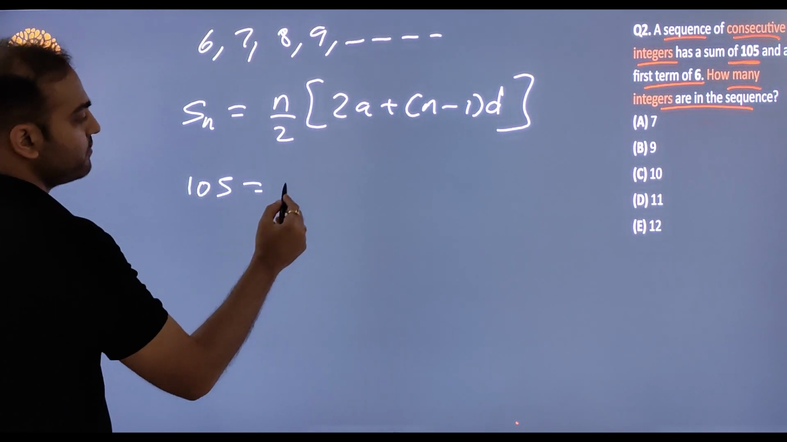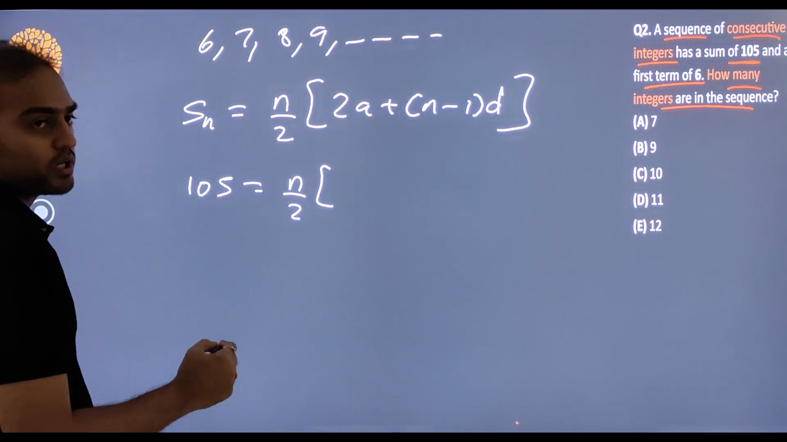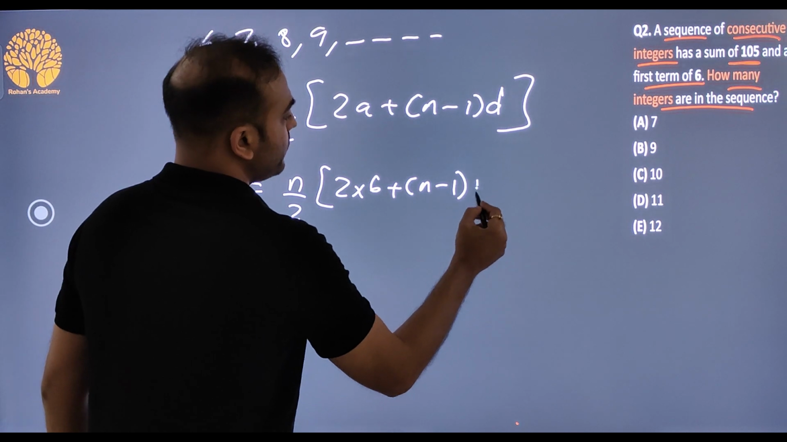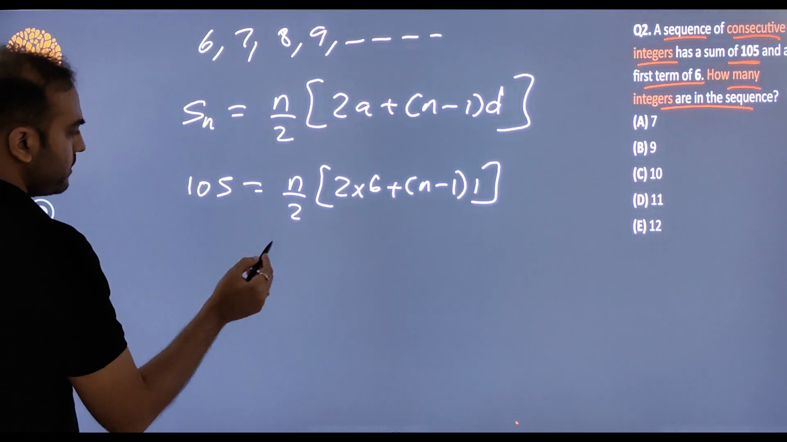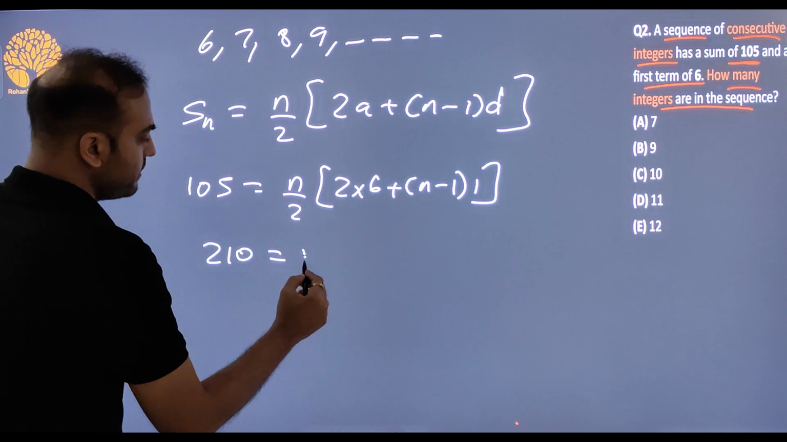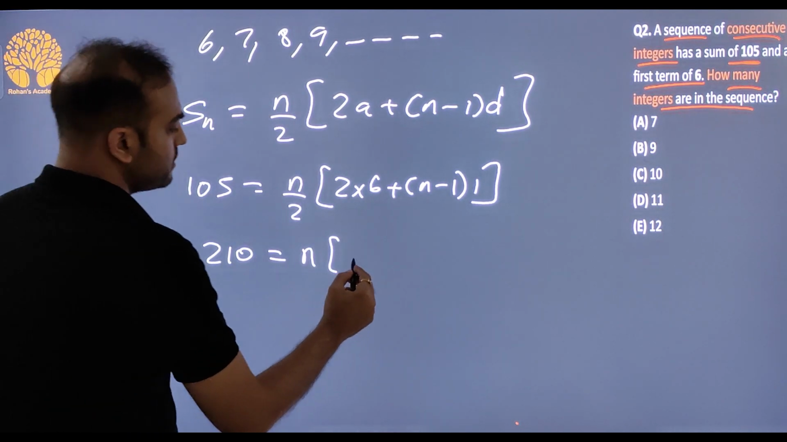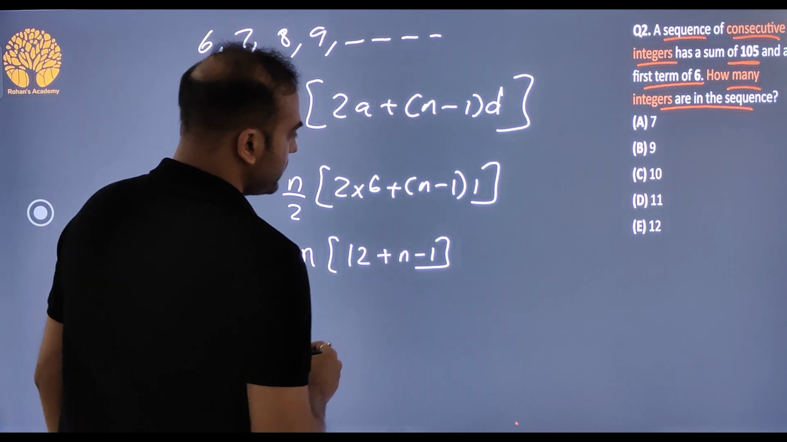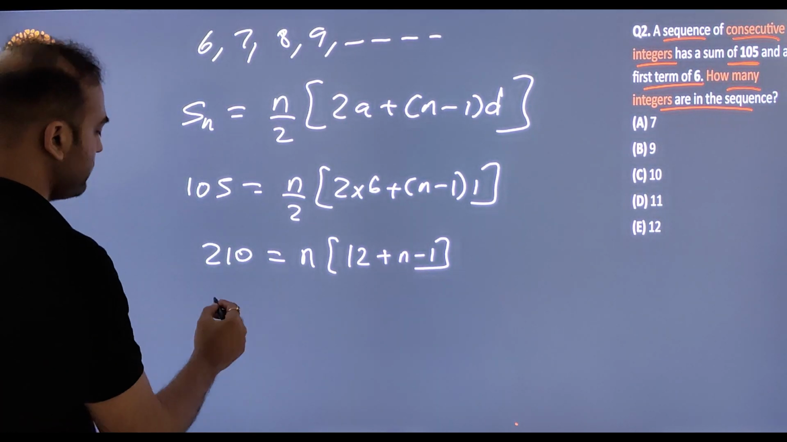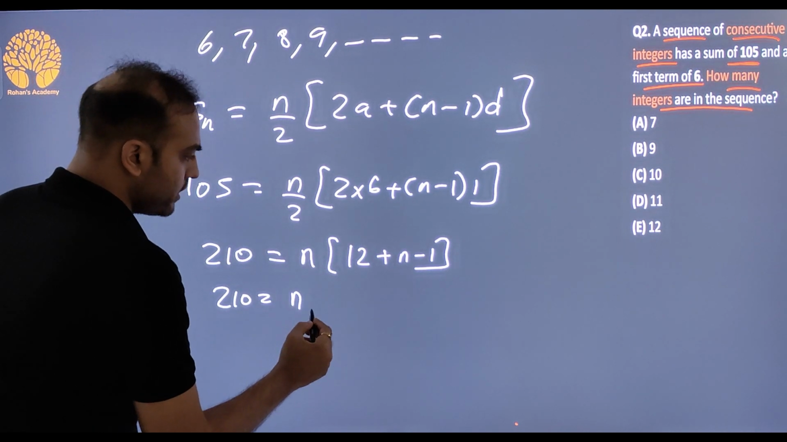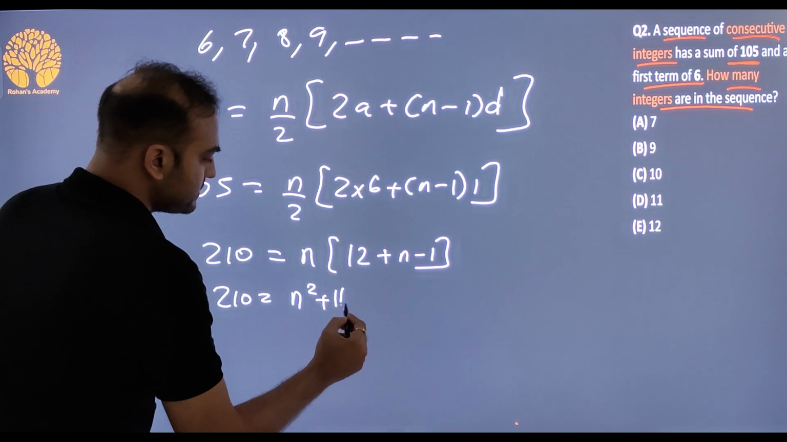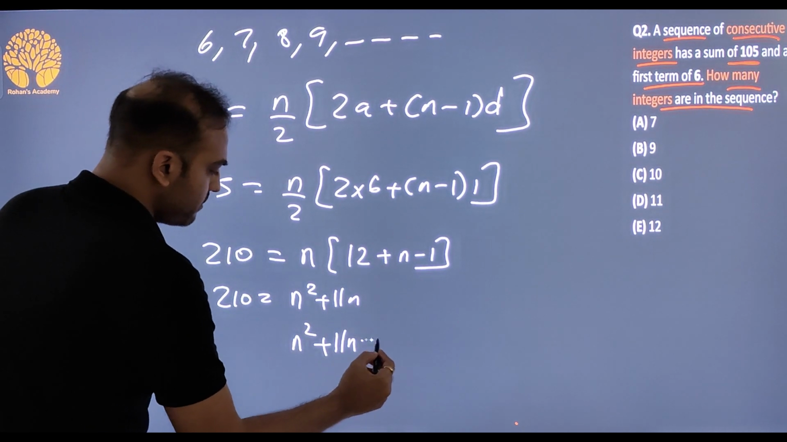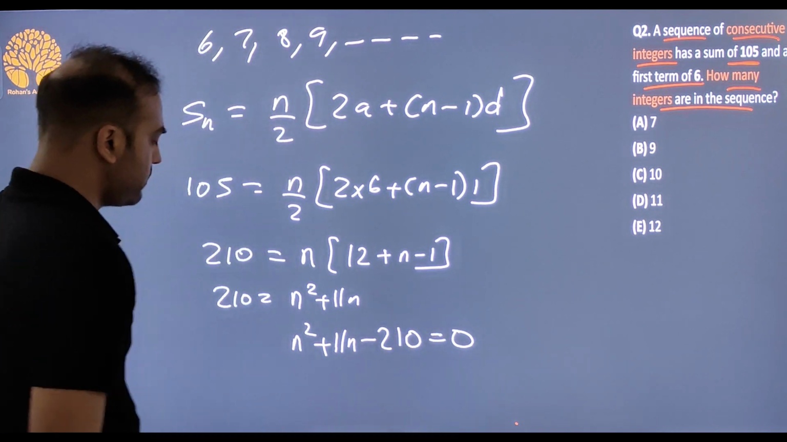Sum is given as 105. Number of terms is what they are asking. So 105 equals n by 2 times (2 times 6 plus (n minus 1) times 1). This 2 goes there. 210 is equal to n times (12 plus n minus 1). So 210 is equal to n square plus 11n. This implies n square plus 11n minus 210 is 0.